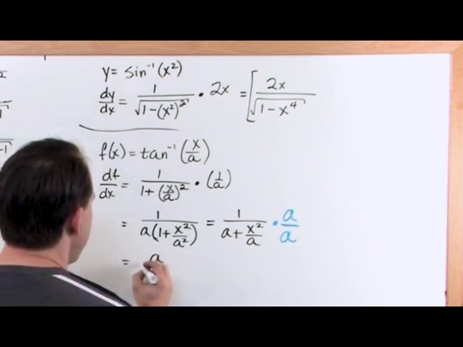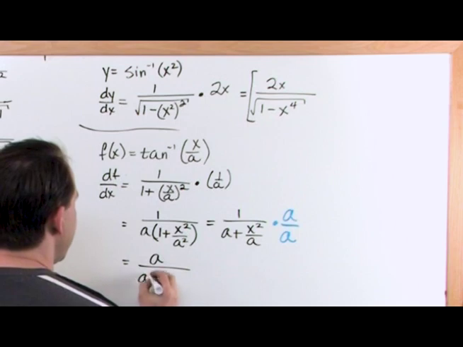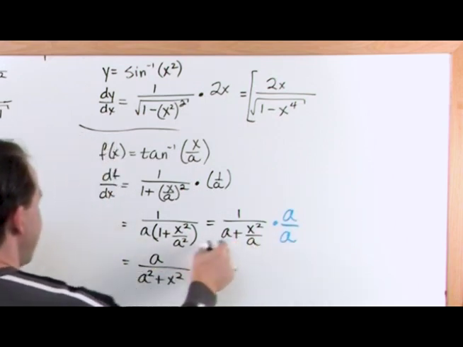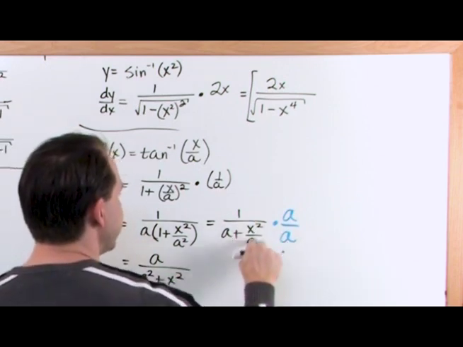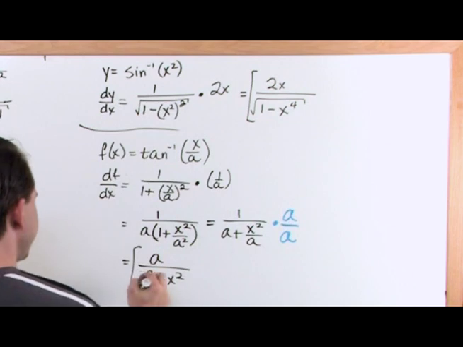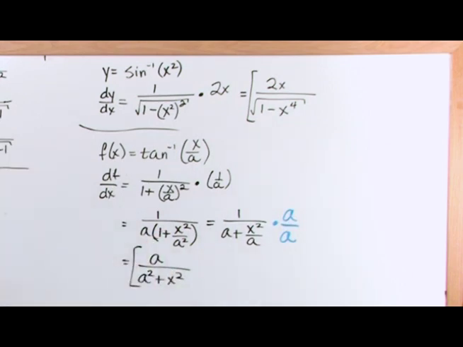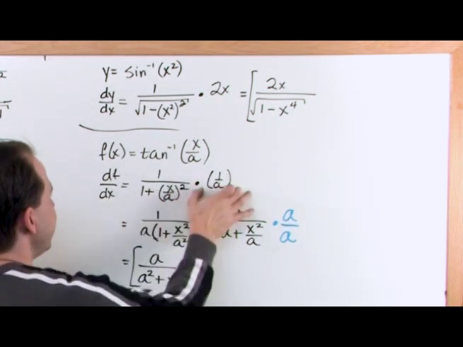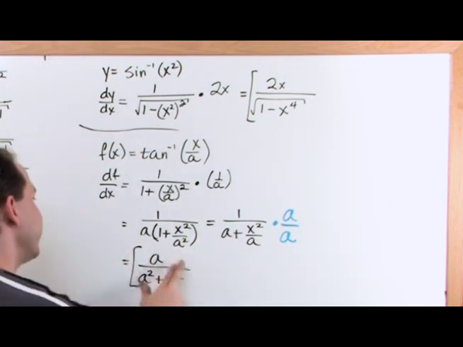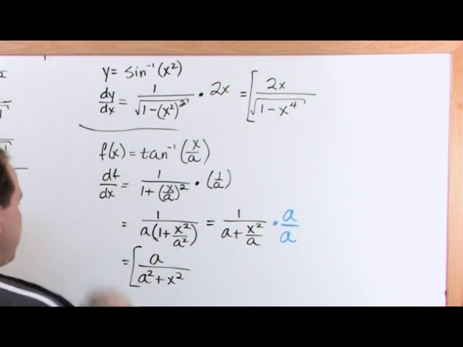So on the top I'll have a, and on the bottom I'll have a squared plus x squared. A times a gives me a squared. A times this fraction here, a cancels with it, gives me the x squared. So this is just a bunch of simplification, really and truly. I mean, the answer was up here. It's just that you're beating the fractions into a little bit simpler shape. So in your book, you might see something closer to this. In fact, if you had something up here, all of those answers are really right. It's just a matter of how far you take the simplification.